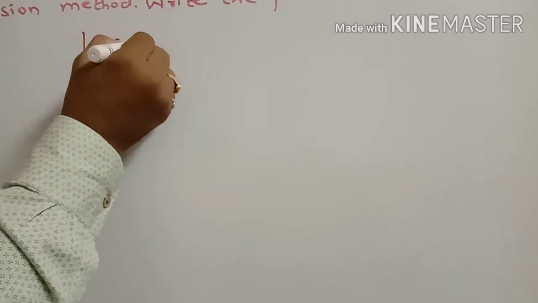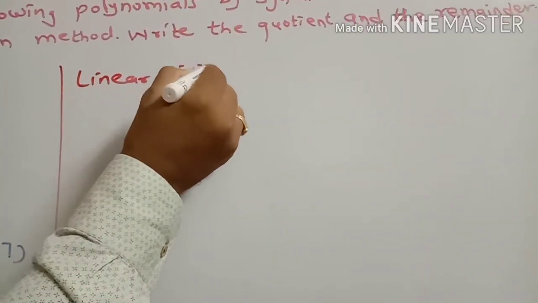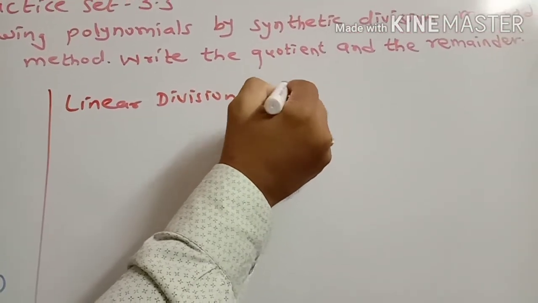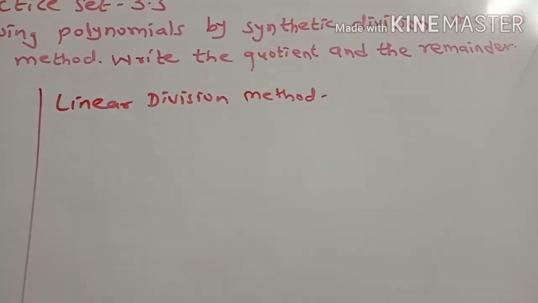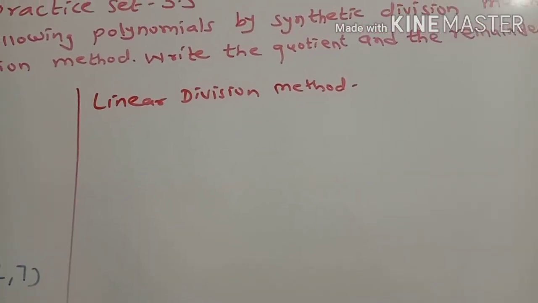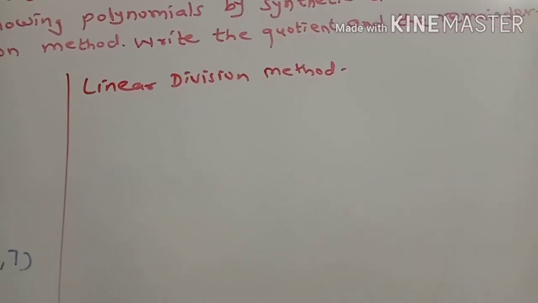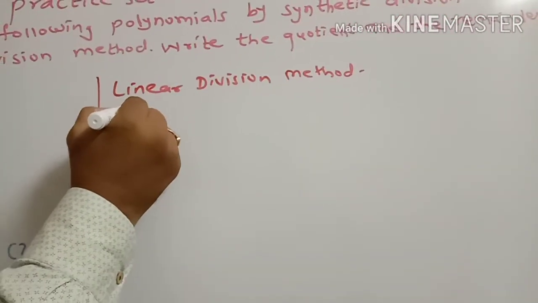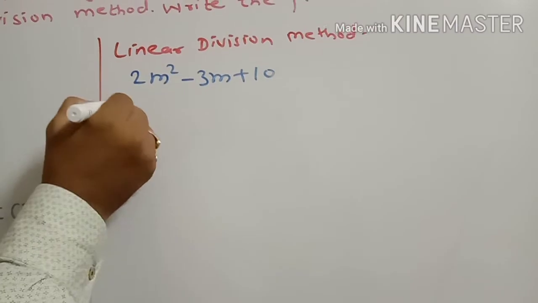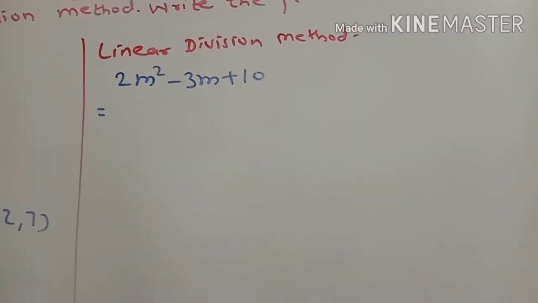Now the second method is the linear division method. First we did the synthetic division method, now the linear division method. Now how do we solve this example by using the linear method? The polynomial is given: 2m square minus 3m plus 10. Write this as it is.